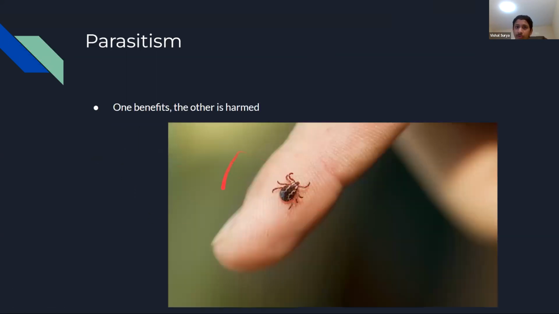Then parasitism, this one there's not really much to it. It's just one benefits, the other is harmed in this specific area, but it's like parasites. So we have a tick right here, which is like a parasite by spreading bacteria to the human. You can sort of brush over that.